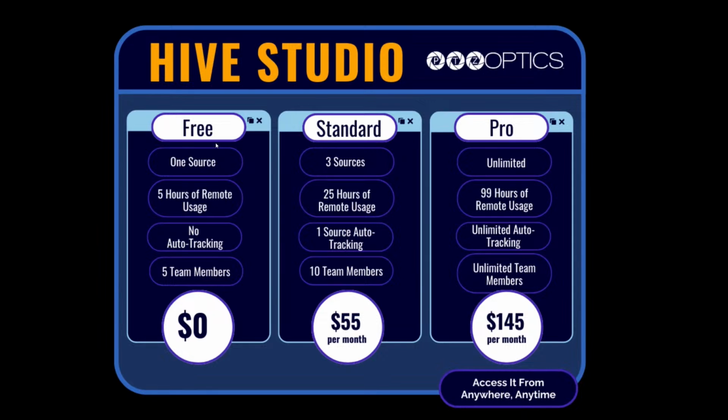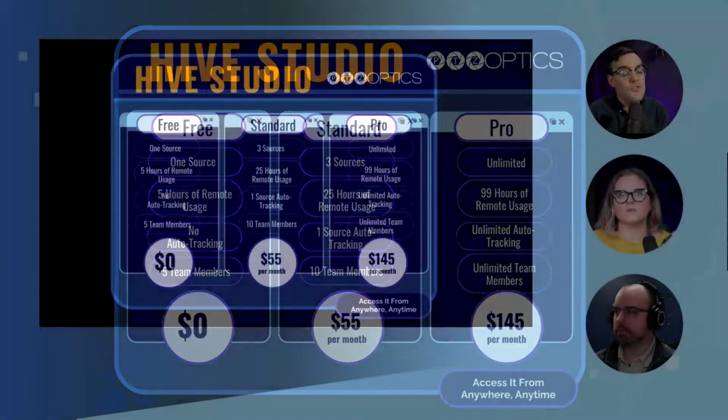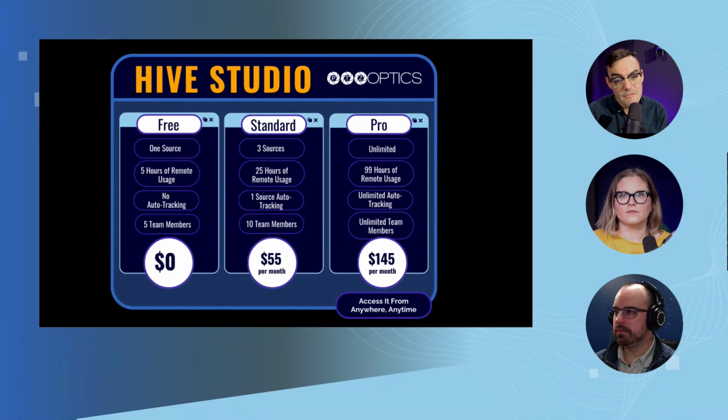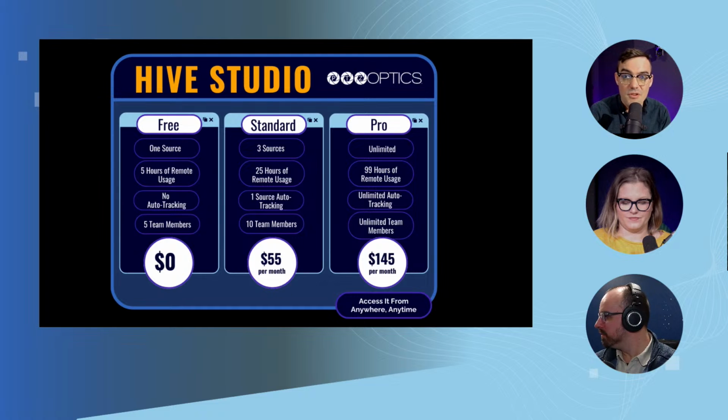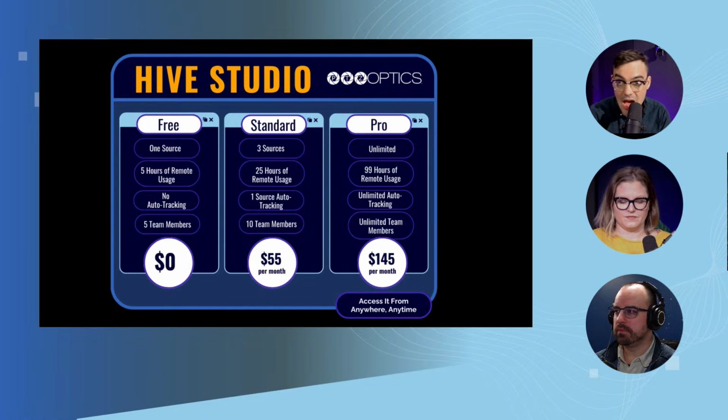So Hive will be free for one source. So you can use it free forever, especially on local mode, right? Local mode, 100% free forever. You can have 5 hours of remote usage, meaning the cloud. So if someone's remote to you, that's why there's that cloud toggle for cloud and local. And you might want to lock that if you're running out of hours, for example. And then you can have up to 5 team members on the free plan.